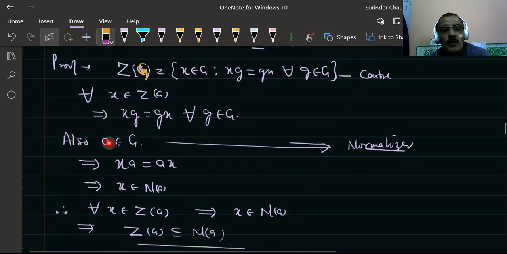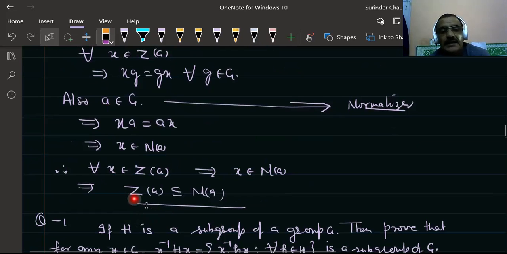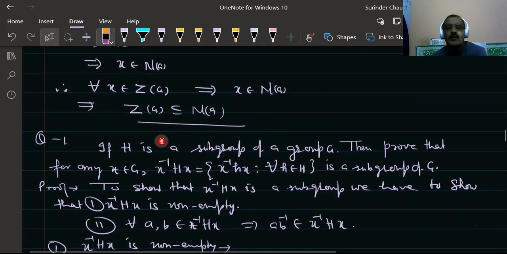And also, if a belongs to G, we take the normalizer of a. This is true for all x. So now we have taken an element a belonging to G, which implies xa is equal to ax. What does this imply? It implies x also belongs to N(a). We have taken x belonging to Z(G) and shown that x belongs to N(a), which implies the center of a group is a subset of the centralizer of an element. Let's prove some problems with it.